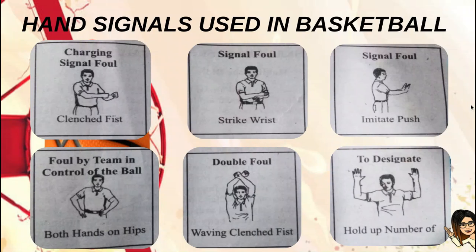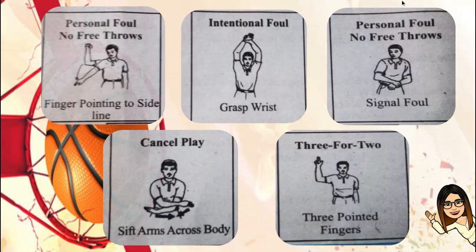Next, to designate, hold up the number. Okay, it's just something like someone will hold you up. You're just walking, hold up. You will just do like that. Lastly, we have personal foul, no free throws. Finger pointing to the sideline. So again, this is what you call personal foul, no free throws.